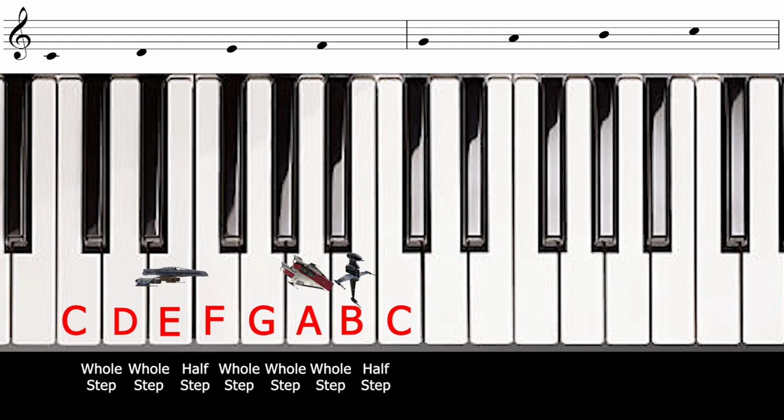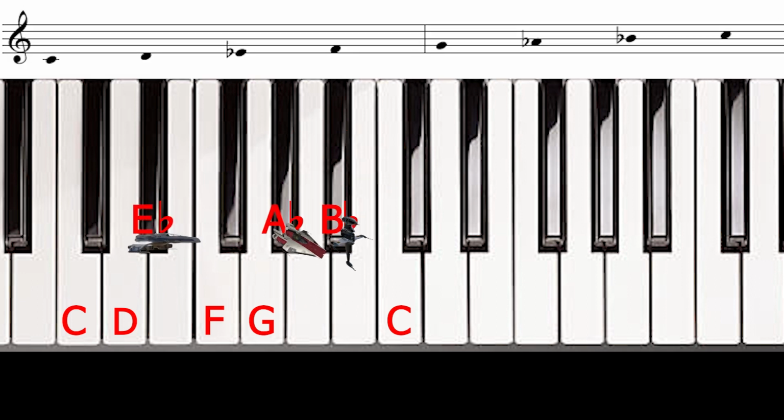For now, I'm just going to start with C major, which uses all of the white keys on the keyboard to create that series of intervals. Now, in order to transform this into a natural minor scale, I simply lower the 3rd, 6th, and 7th scale degrees by a half step. When I do this, I now refer to these notes as the lowered 3rd, the lowered 6th, and the lowered 7th.